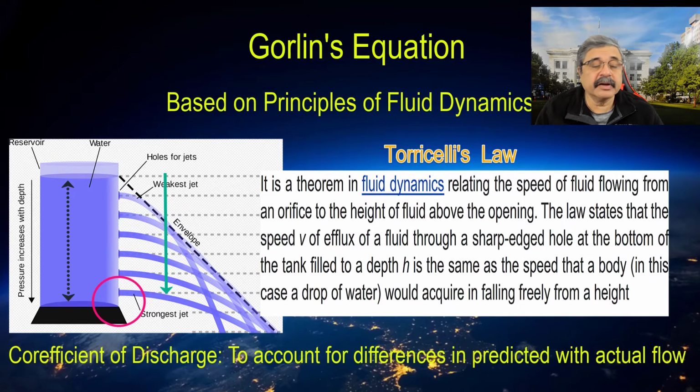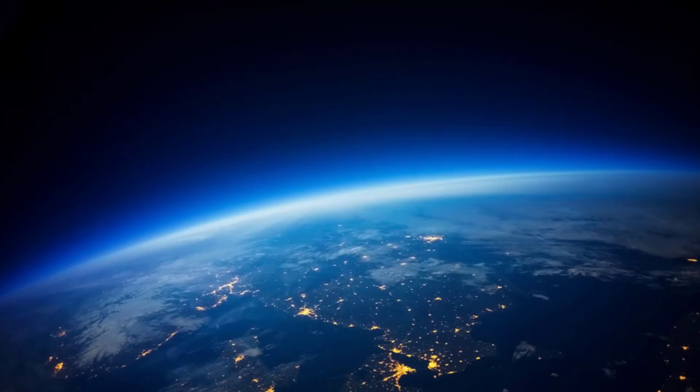Now, there were significant differences between the predicted flow and the observed flow, and they were attributed to a coefficient of discharge that took into account the viscous losses and the reduction in the velocity or the speed of the fluid based on reduction in the height of the column, as well as flow contraction, that is formation of the vena contracta, which means the narrowest portion of the fluid flow being formed a little distal to the hole. And that forms the basis of the continuity equation as well as Gorlin's equation.